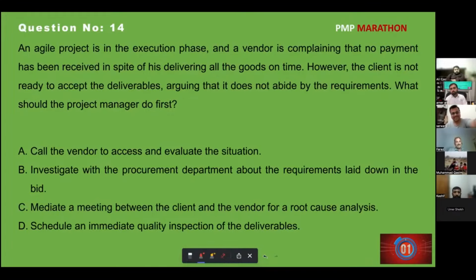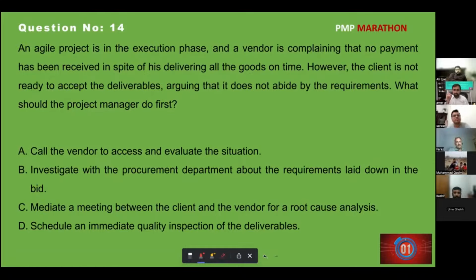So what is the problem here? The project is agile and it's in execution. The vendor is complaining that payment has not been received in spite of delivering all goods on time. The problem is the client is saying he's not ready to accept the deliverable, that it does not abide by the requirement. Now there's a conflict. Call the vendor to assess the situation? You are already calling the vendor. Someone is saying investigate with the procurement department.